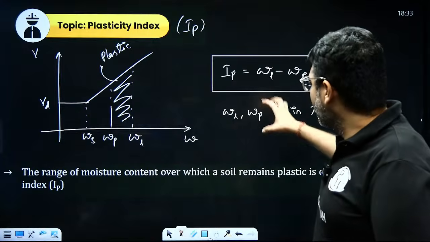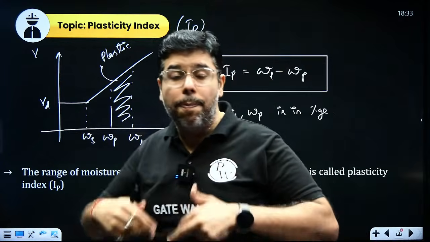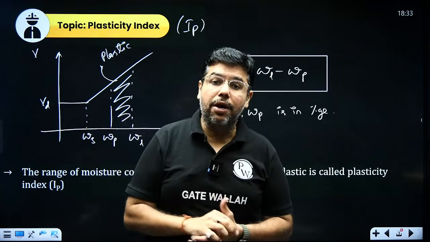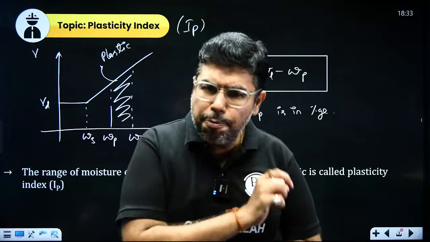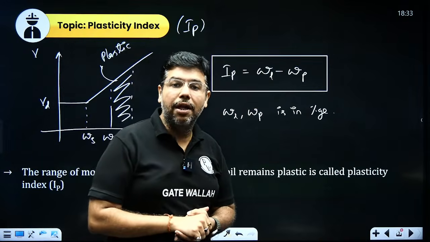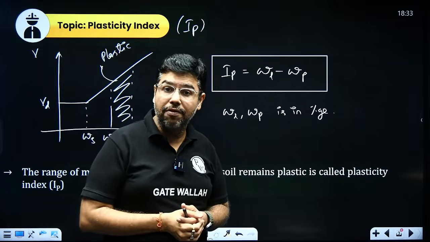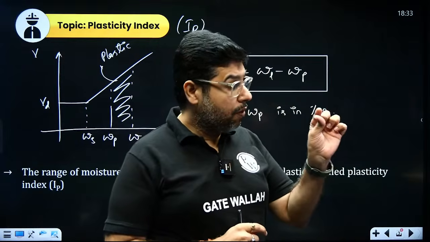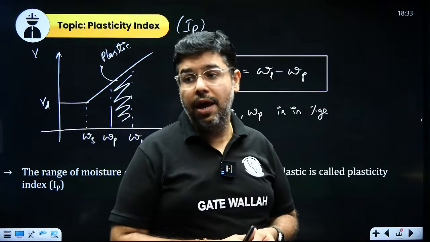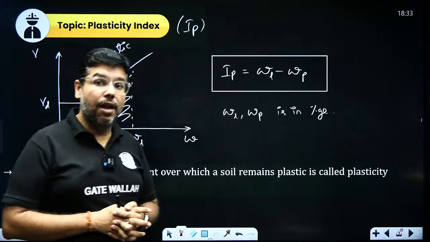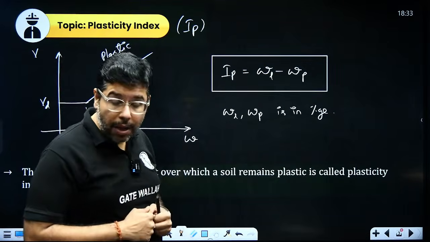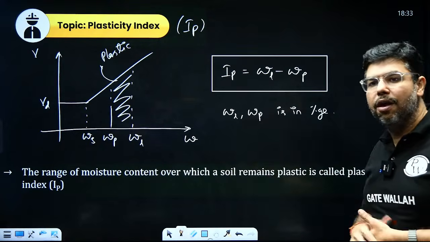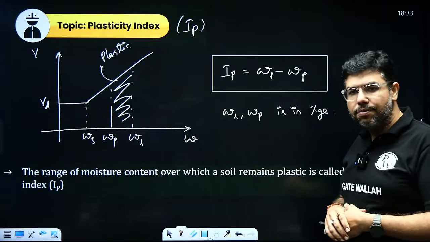See, the more the value of IP, the more plastic is the soil, meaning it can absorb a large quantity of water without getting converted into liquid state. And this plasticity behavior is generally shown by clays. Why? Because the surface of the clay is negatively charged and water is a dipole, and due to the very small size of the clay, the specific surface area is very large. So, clay can absorb large quantity of water without getting converted into liquid state.